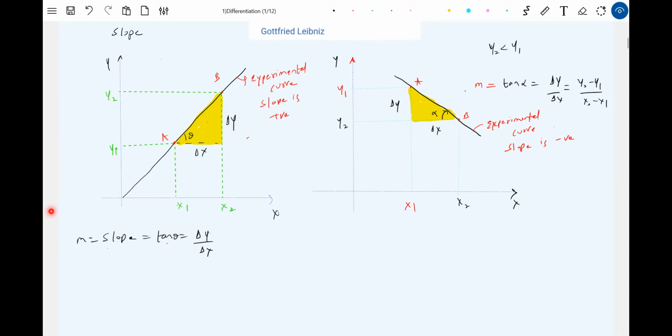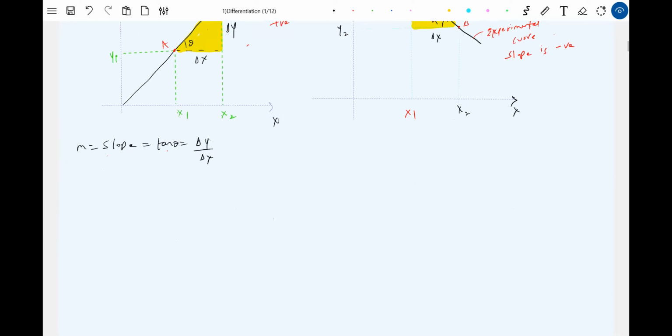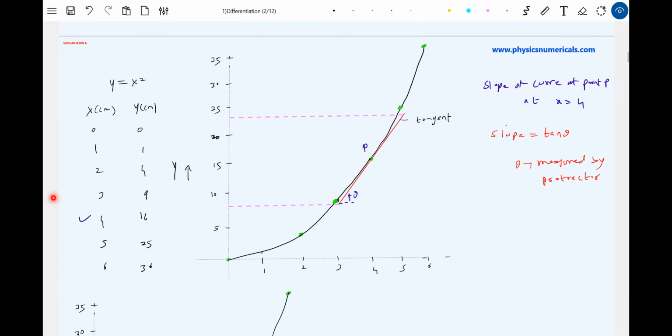Okay, let's ask ourselves a primary question. Let's have a curve, Y equal to X square. This is the equation. For this, let's plot a graph. Then we'll ask ourselves a few very fundamental questions and see whether we can answer them or not. Y equal to X square. Let me choose the values of X, since I have to plot a graph: X equal to 0, 1, 2, 3, 4, 5, 6. Corresponding values of Y are shown in this Y column.